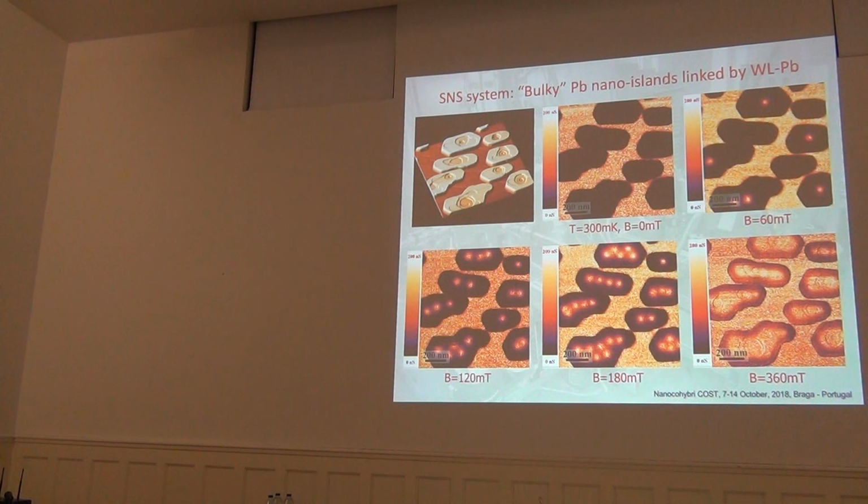Bulk lead is a type 1 superconductor, so it means that lambda is smaller than psi. So in principle, the vortices cannot appear there. But in these islands, we have a very specific case in which the top side of the island is an atomically flat surface, but the bottom interface is dirty. In the sense that we have an atomic lattice of lead sitting on an atomic lattice of silicon, and there is a mismatch in between. So any electron going to this interface gets scattered, because it is rough.